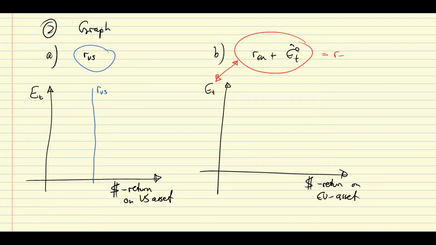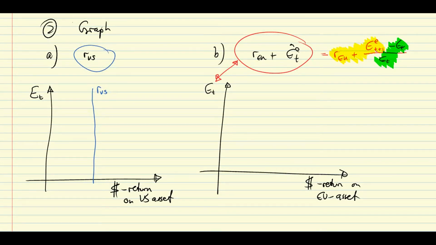Let's write this out here. So this is REU plus ET plus 1 minus ET over ET. So as ET varies, how does our dollar return on the EU asset vary, given that we assume a fixed interest rate and a fixed expectation?